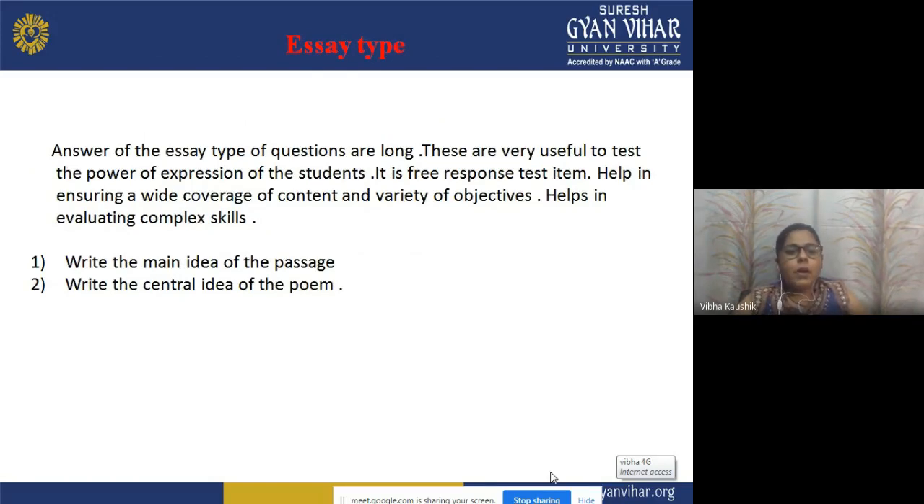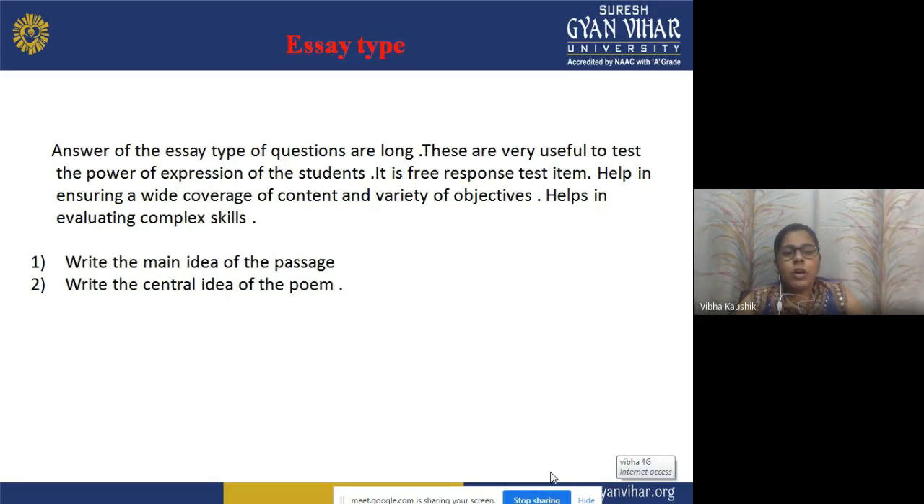Now, essay type. Answers to essay type questions are long. The student has to give the answers to those questions in around 500 to 600 words approximately. These are very useful to test the power of expression of the student. The student is given the choice to express their own opinion when a teacher constructs an essay type item. It is a free response test item. The student is not bound in responses when we are framing essay type questions.